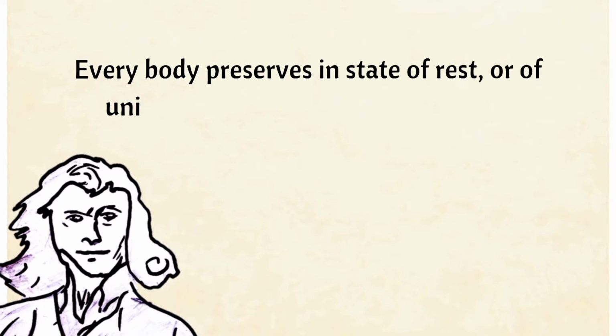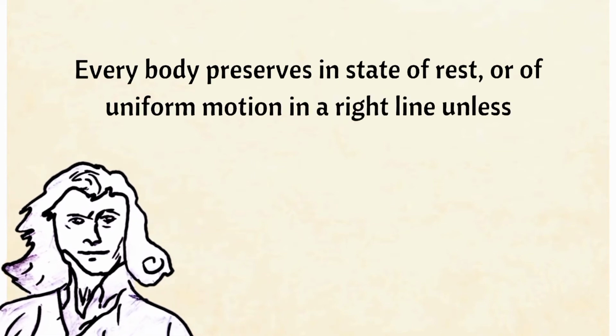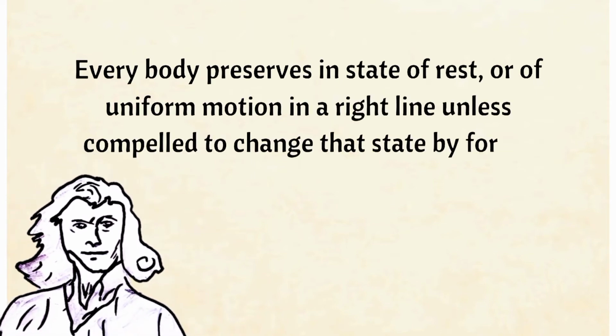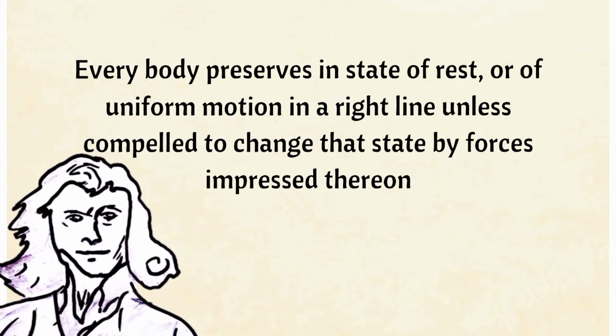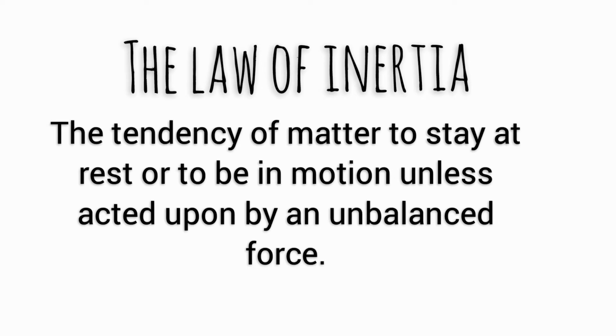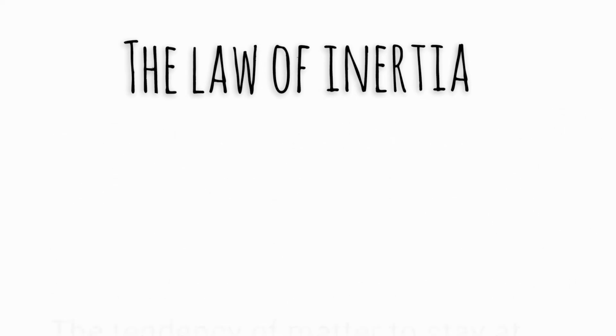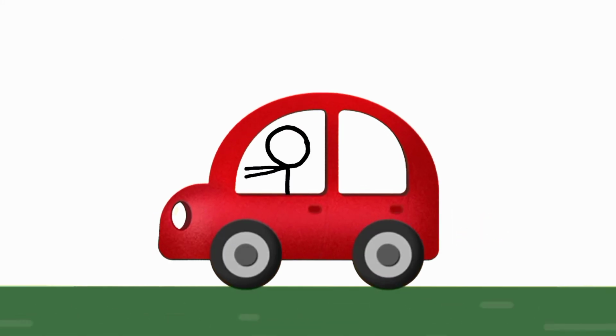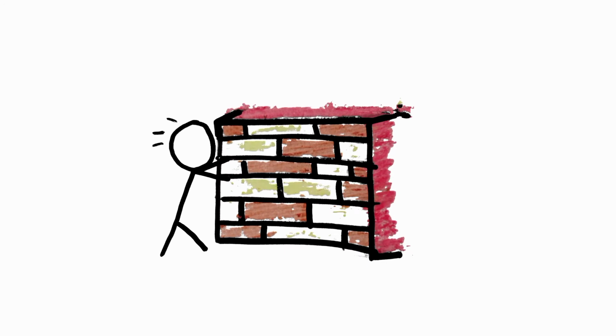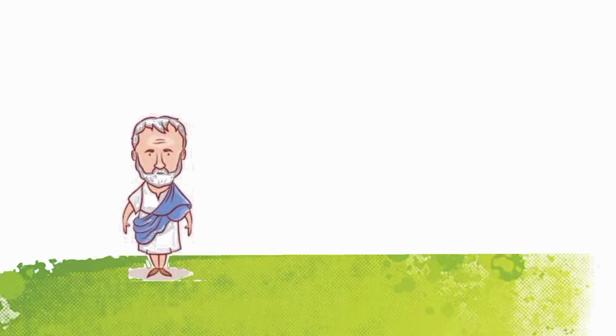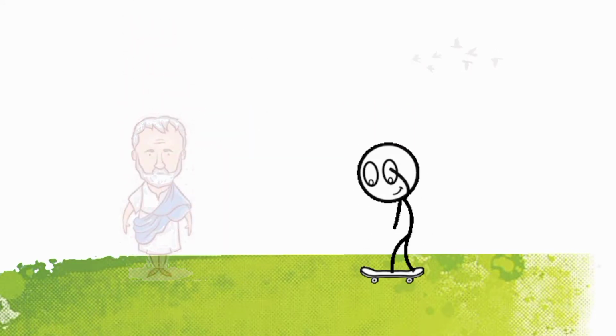The first law. Every body persists in its state of rest or of uniform motion in a right line unless compelled to change that state by forces impressed thereon. This law is also known as the law of inertia, that is, the tendency of matter to stay at rest or to be in motion unless acted upon by an unbalanced force. Inertia is a pretty amazing property of matter. It's the resistance to change in motion. So if you say you naturally come to rest without any unbalanced forces acting on you, you violate the laws of physics.